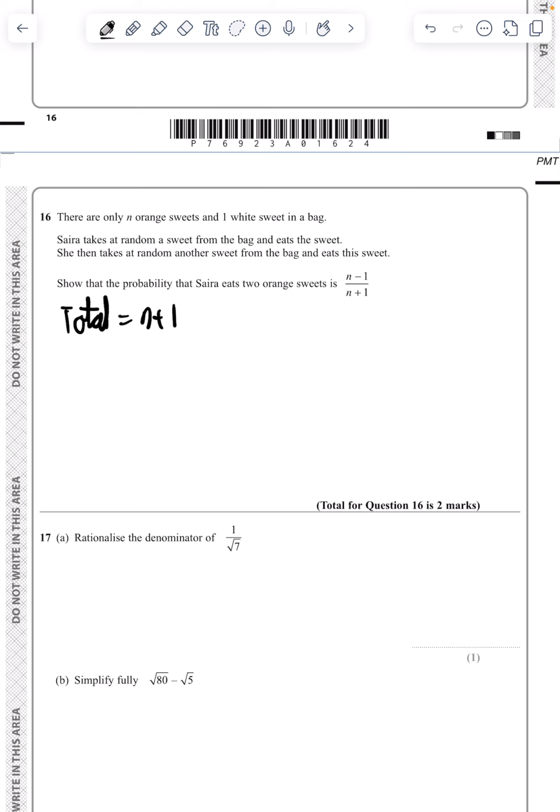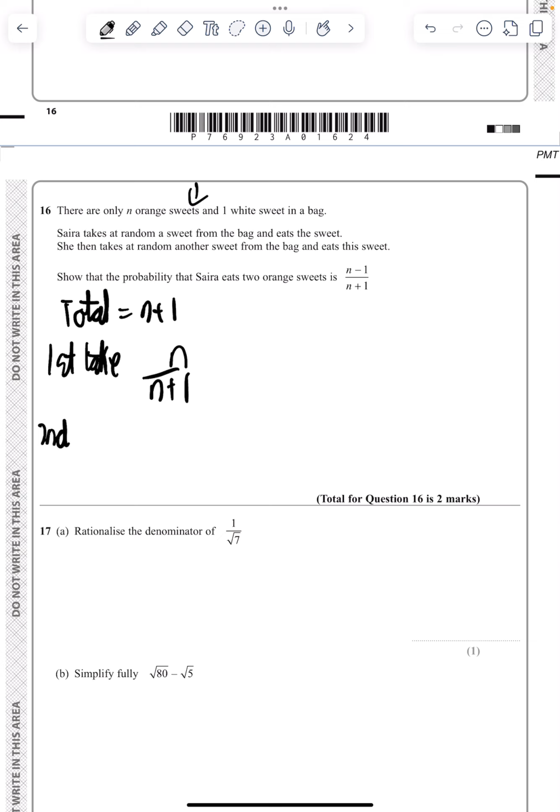In the first take, the probability of an orange sweet is going to be n over n plus 1, because it tells you this at the start. And in the second one, assuming you've already taken one orange sweet, it's going to be n minus 1 over n plus 1 minus 1, because you've taken one out of the whole thing. N.